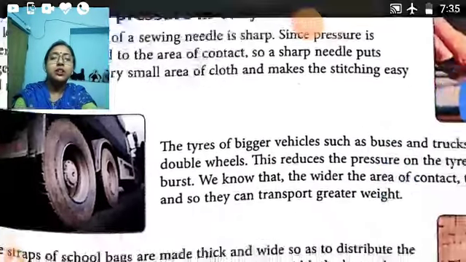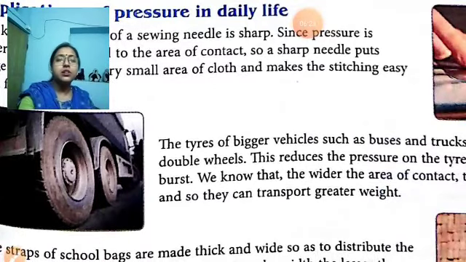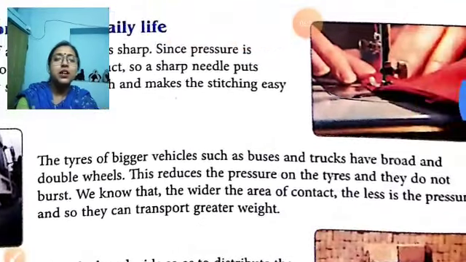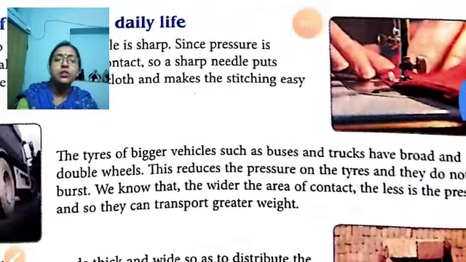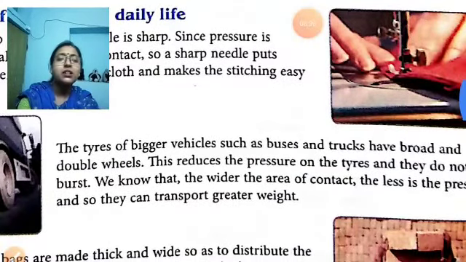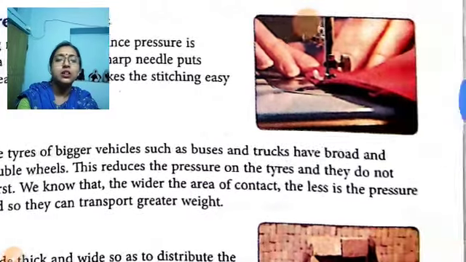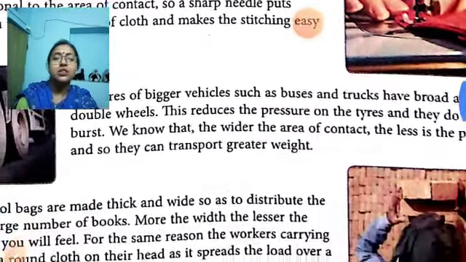Whereas the tires of bigger vehicles such as buses and trucks have broadened double wheels. So this reduces the pressure on the tire and they do not burst. So we know that the wider the area of contact, the less is the pressure. And so they can transport greater weight.